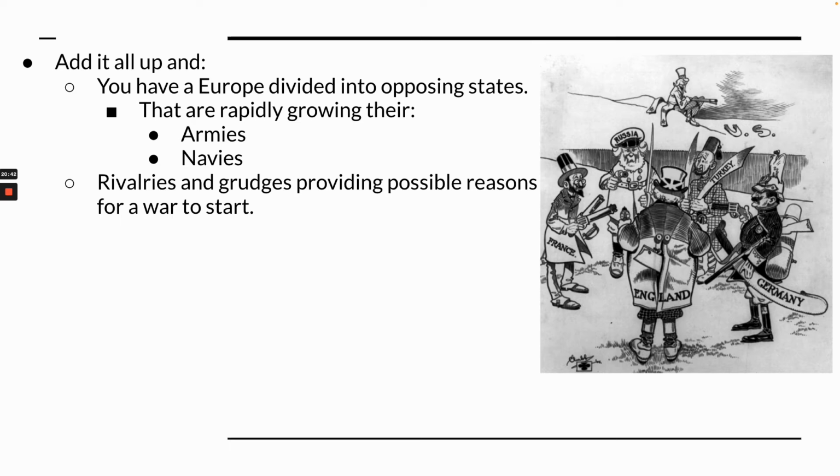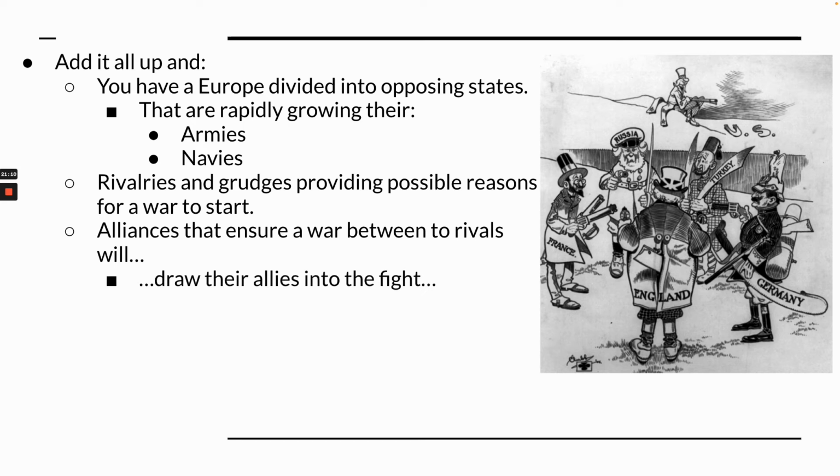And you've got all of these weapons sitting around, and you've got a motive to use them. There's rivalries between particularly Britain and Germany, but also Austro-Hungary and Russia, for example. And these rivalries and grudges provide a motive for somebody to start using all of those weapons. You have alliances that make sure that once a war gets started between two of those, and I've misspelled two, don't tell your ELA teachers, their allies are going to get pulled into those fights.